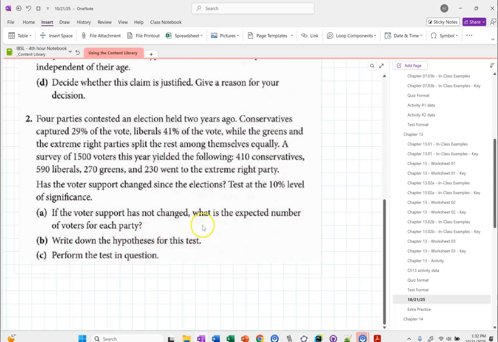Let's read number 2. It says 4 parties contested an election held 2 years ago. Conservatives captured 29% of the vote. Liberals 41% of the vote, while the Greens and extreme right parties split the rest amongst themselves equally. A survey of 1,500 voters this year yielded the following: 410 conservatives, 590 liberals, 270 Greens, and 230 went to the extreme right party. Has the voter support changed since the elections? Test at a 10% level of significance.